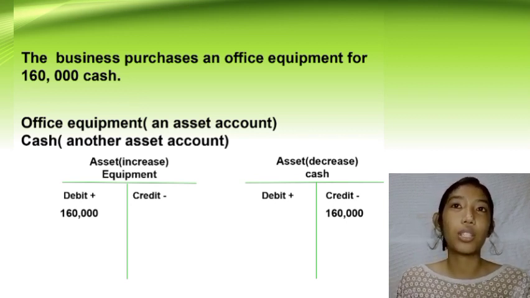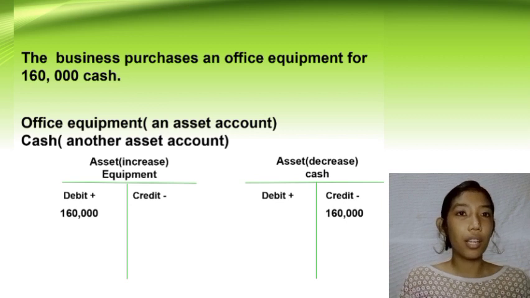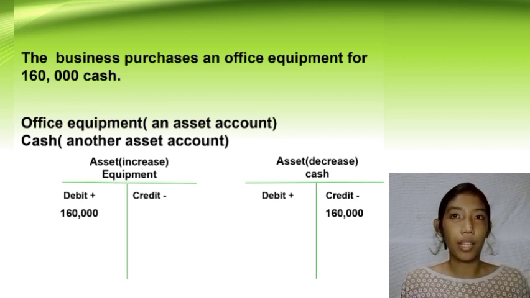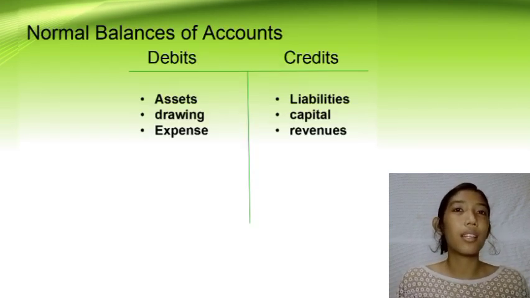Remember that the context of the transaction determines whether an account should be debited or credited, by understanding the relationship between debits, credits, and different types of accounts. So, to achieve the understanding, we're now moving on with the normal balances.